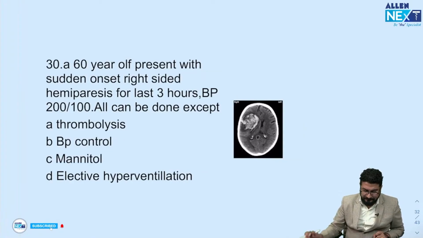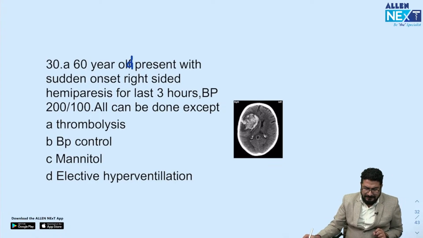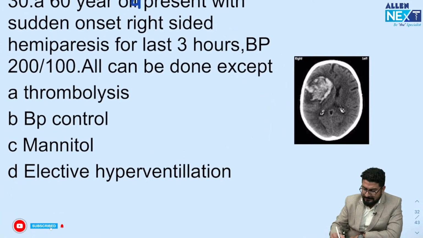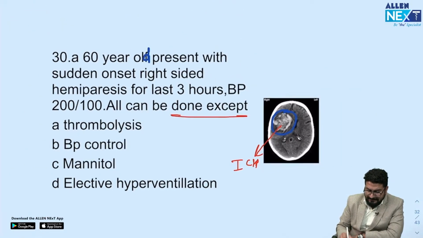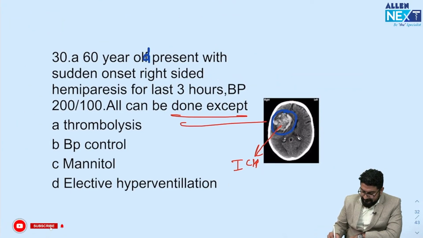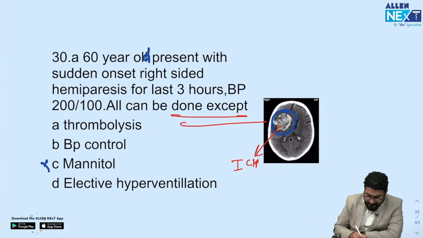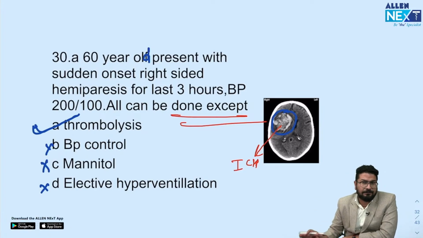Cobweb CSF. Okay, coming to next, a 60-year-old presents with sudden onset right side hemiparesis for the last 3 hours. BP is 200. All can be done except. You can see this CT was given, and you can clearly see a bleed. So it's a case of ICH. In ICH, they're asking what you will not do. Can we do hyperventilation? Yes, we may. Can we give mannitol? Mannitol will decrease the intracerebral pressure, so that also we can use. BP control also we can do. Thrombolysis is absolutely contraindicated because the patient is already having bleeding. It's a case of hemorrhagic stroke. In that case, you will never do thrombolysis. Very, very important.